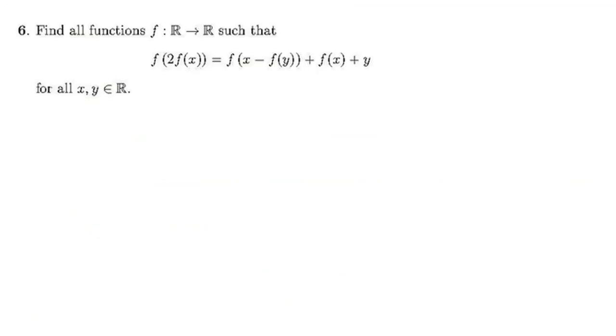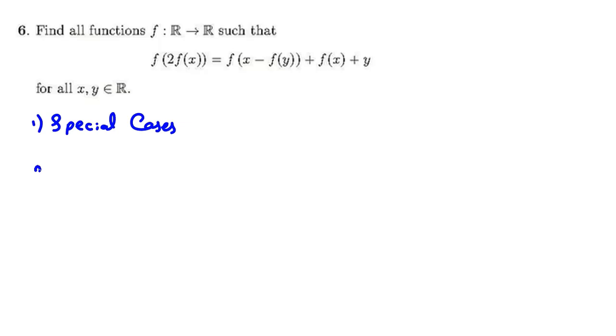PMO national level, Philippine Mathematical Olympiad 2023, problem number 6. It says find all functions f from real numbers to real numbers such that f of 2f of x equals f of x minus f of y plus f of x plus y for all x, y that are real numbers. So look, when you see a function problem, there are around 20 important ideas for functions. You should consider special cases.